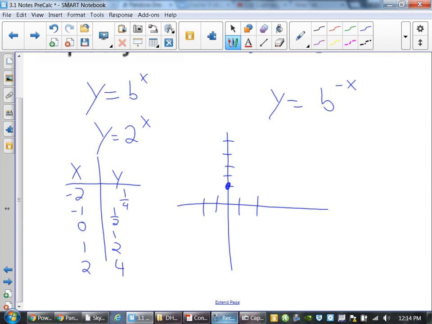So we had -2, we're at a 1/4. -1, we're at a 1/2. At 1, we're at 2. And at 2, we're at 4. Okay. Will that ever reach 0?